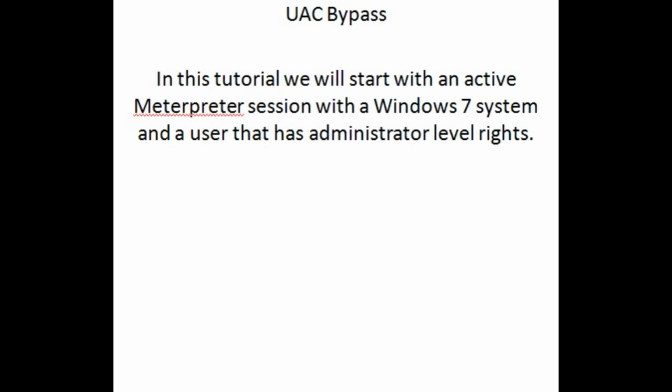Now if we type getuid, it verifies that we have system level, or as far as Windows is concerned, god level rights. Now if we want, we can dump the system password hashes with the run post/windows/gather/hashdump command.